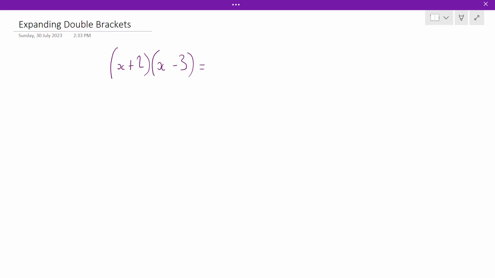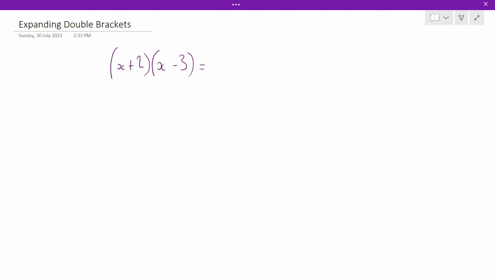One is my preferred method, which is basically just remembering that everything inside the first bracket needs to be multiplied by everything inside the second bracket. Then the other method, which I'll show you a little bit later, is by remembering an acronym called FOIL. So let's look at my first strategy. Multiply everything in the first bracket by everything in the second.